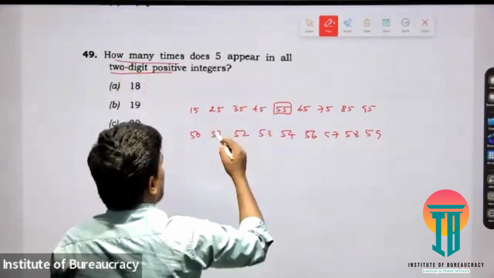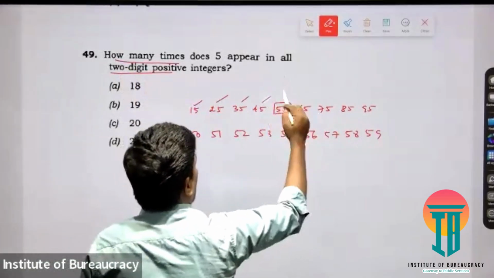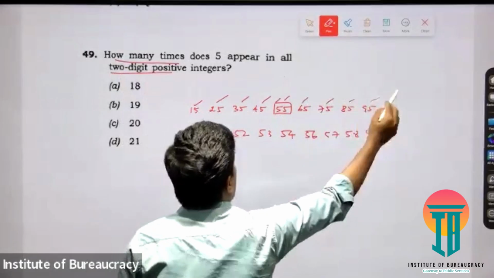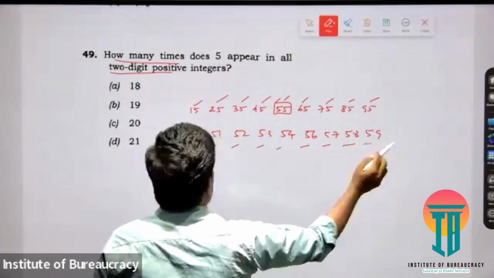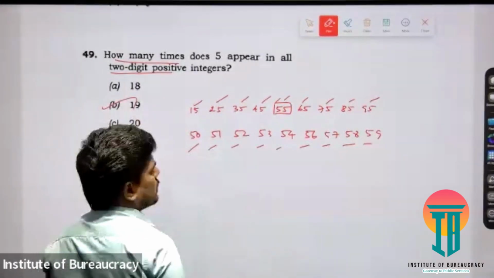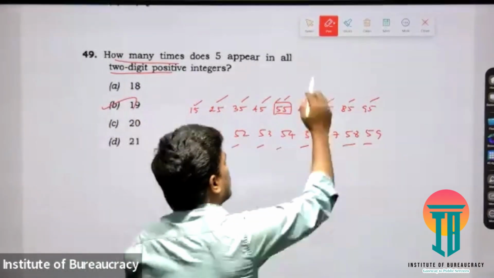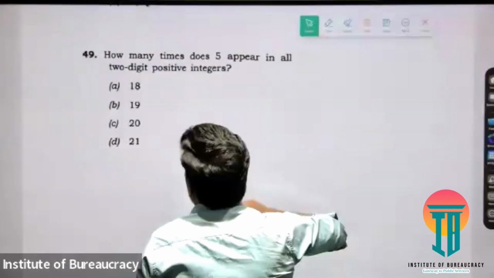How many times does 5 appear? That's the question. 1, 2, 3, 4, 5, 6, 7, 8, 9, 10, 11, 12, 13, 14, 15, 16, 17, 18, 19. 19 is the answer. 19 times it comes over. Simple question. The next one.